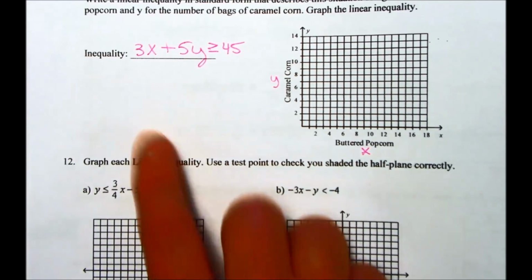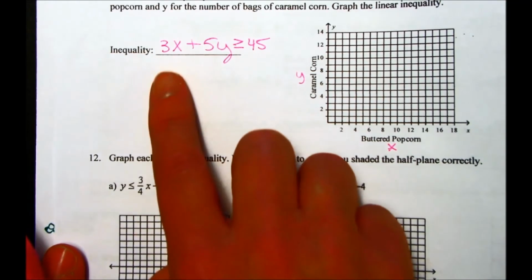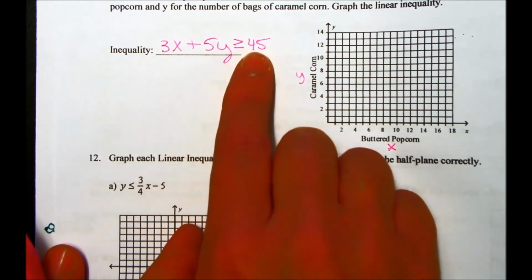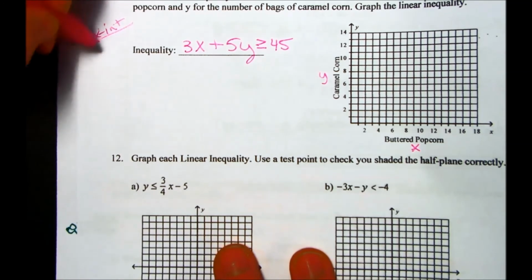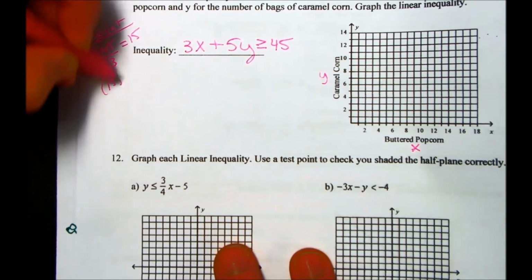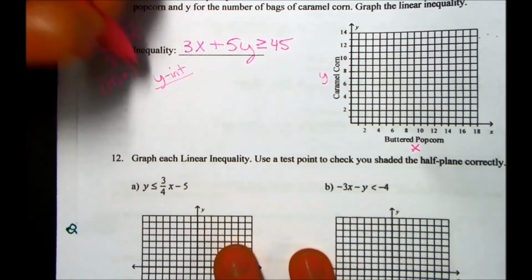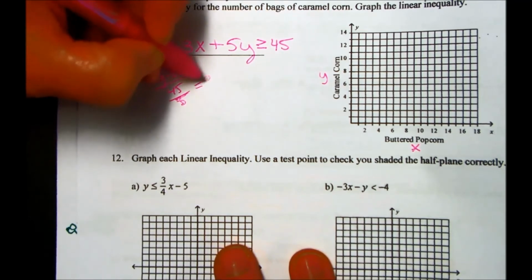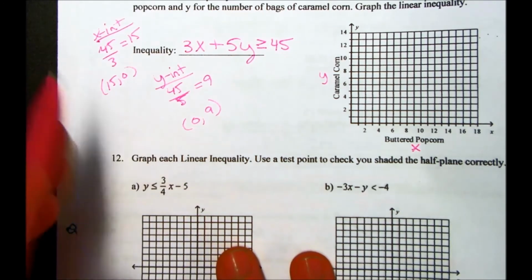And this is, again, a great one to graph using our x-intercept and y-intercept because it's in standard form, and because both the 3 and the 5 can be divided evenly into 45. So my x-intercept, if I take 45 divided by 3, it gives me 15. So (15, 0) is my x-intercept. My y-intercept, if I take the 45 divided by 5, that gives me 9. So my y-intercept is the point (0, 9). So that's the easiest points to get.